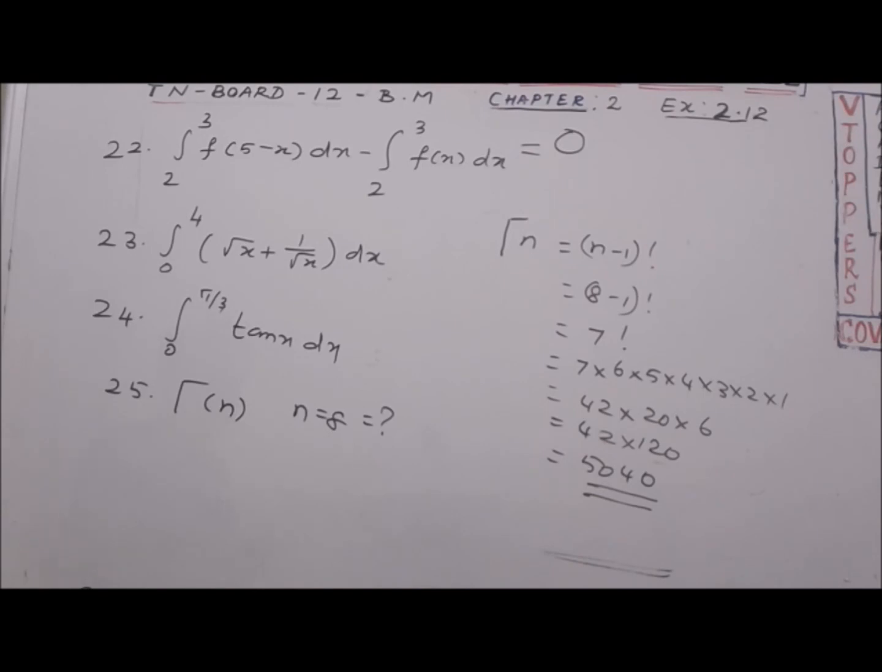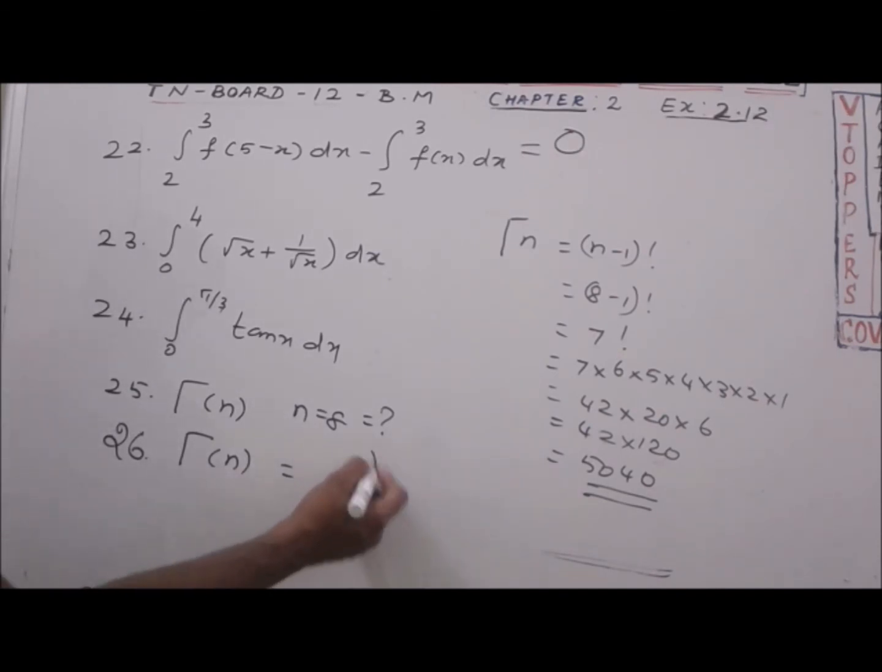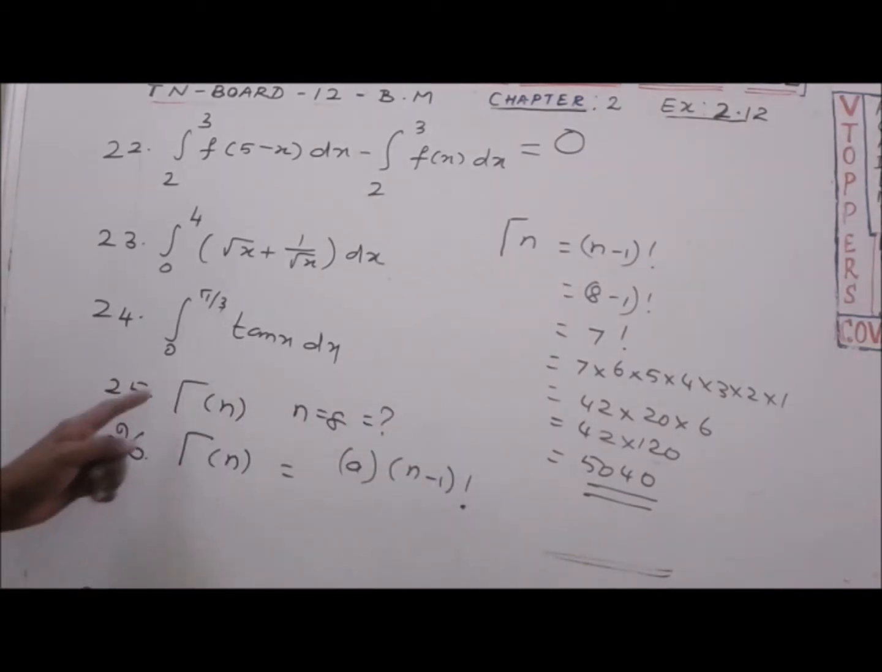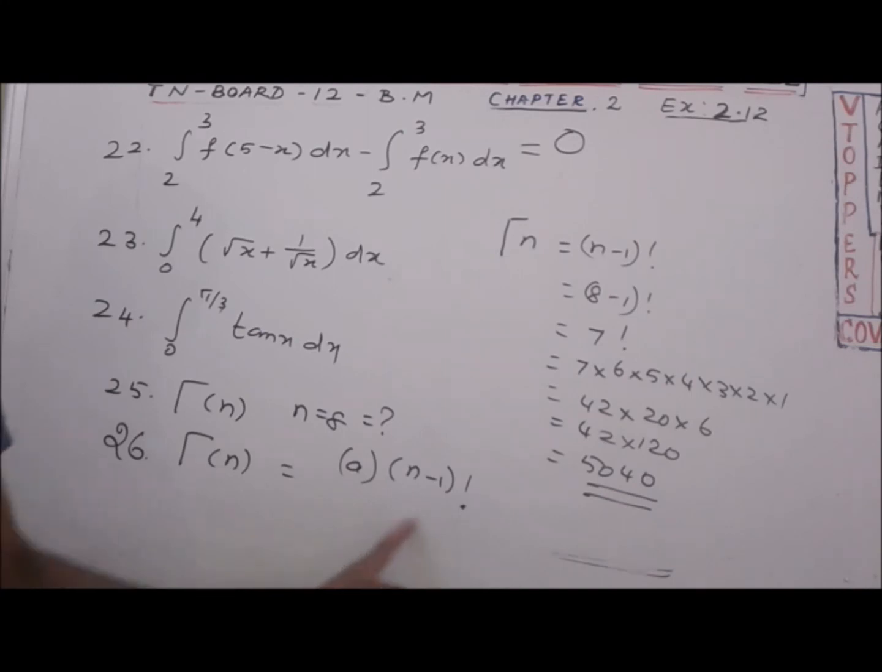And question number 26 we have gamma of n. The question is gamma of n. There are 4 options given here. In it, option A is n minus 1 factorial. We have used it in the previous sum. Gamma of n equal to n minus 1 factorial. This first option is the correct answer for question number 26.